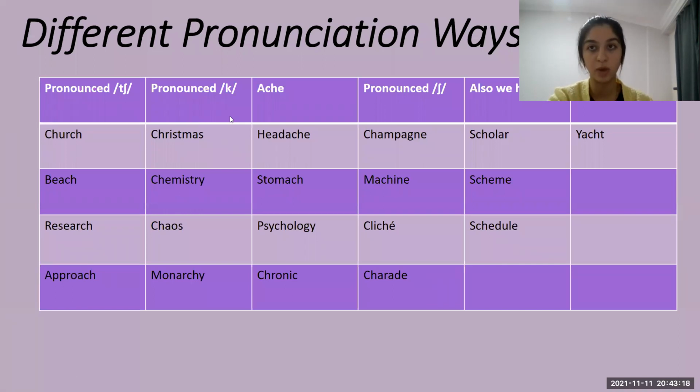Different ways of pronouncing CH. Pronounced ch: church, beach, research, approach. Pronounced K: Christmas, chemistry, chaos, monarchy. Also ache, headache, stomach, psychology, chronic. Pronounced sh: champagne, machine, cliche, charade. Also we have school, shame, schedule. Not pronounced: yacht.